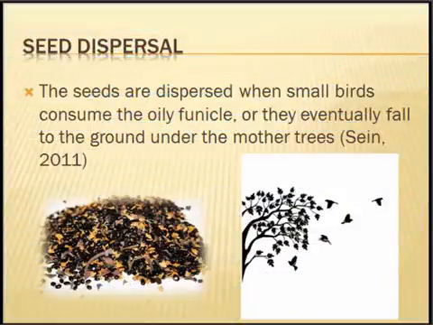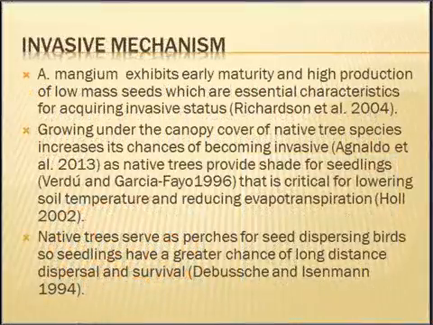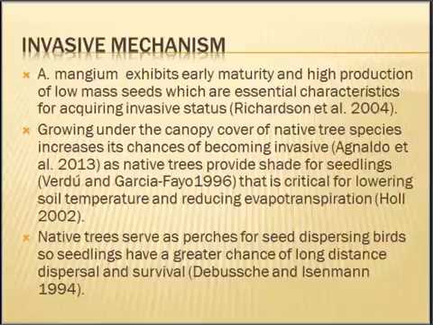The seeds are dispersed when small birds consume the oily funicle, or they eventually fall to the ground under the mother trees. A. mangium exhibits early maturity and high production of low-mass seeds, which are essential characteristics for acquiring invasive status. Growing under the canopy cover of native tree species increases its chances of becoming invasive, as native trees provide shade for seedlings that is critical for lowering soil temperature and reducing evapotranspiration. Native trees also serve as perches for seed-dispersing birds, so seedlings have a greater chance of long-distance dispersal and survival.